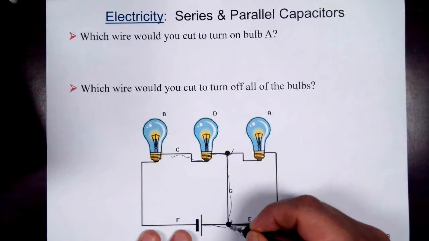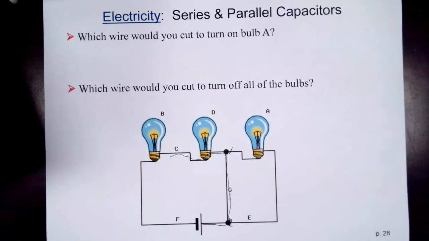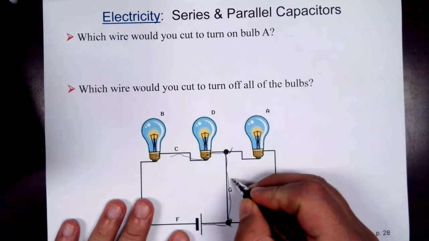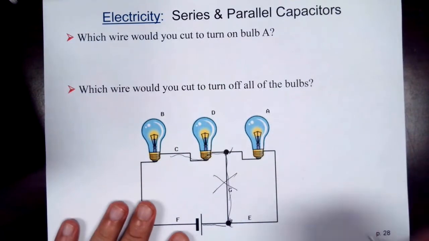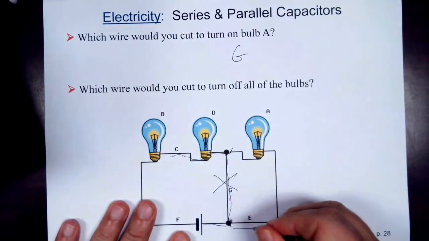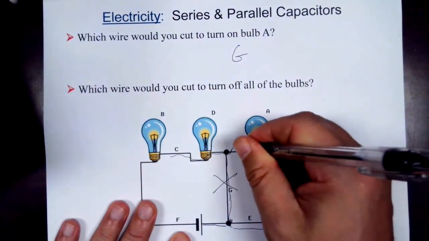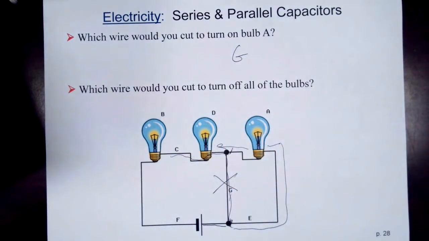Well, the problem is you've got this path through G that allows you to have a circuit. If we cut G here, then the current would have to go through A, and that means B and D would get a touch dimmer, but A would now turn on, and this would become 3 light bulbs all in series. So yes, that's G. And then which wire would you cut to turn off all of the bulbs?